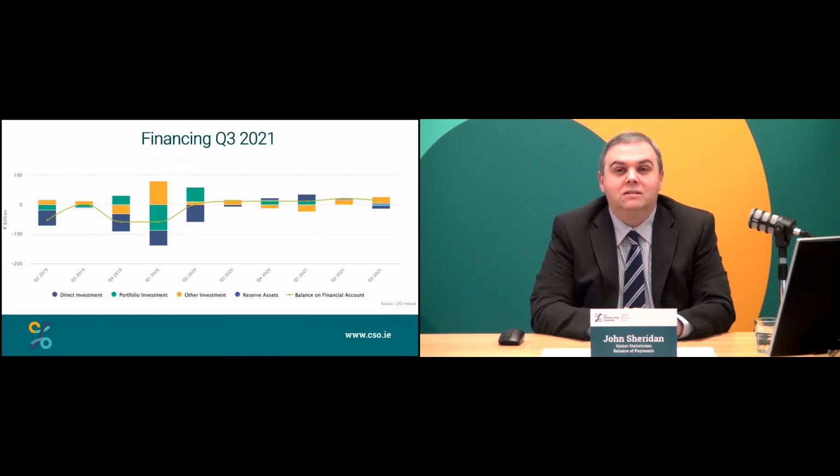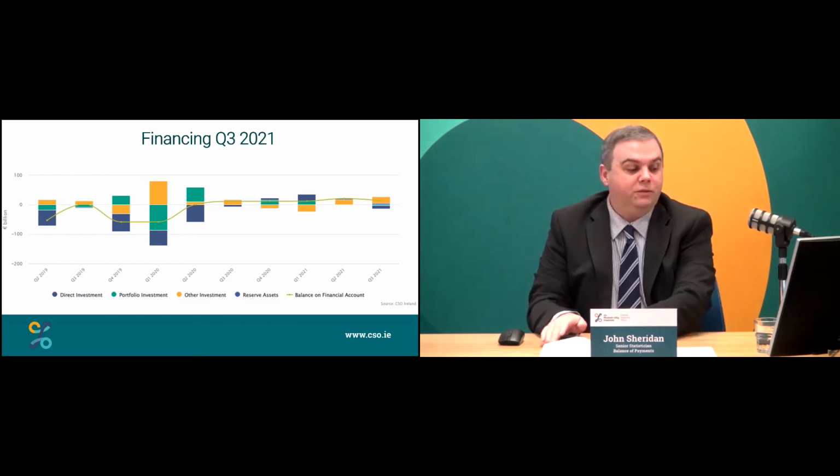Portfolio investment assets have increased by 50.4 billion, and portfolio investment liabilities have increased by 52.5 billion, giving us a net change of minus 2.1 billion. And our other investment assets have increased by 24.4 billion, while our other investment liabilities have increased by 2 billion, giving us a net change of 22.4 billion.